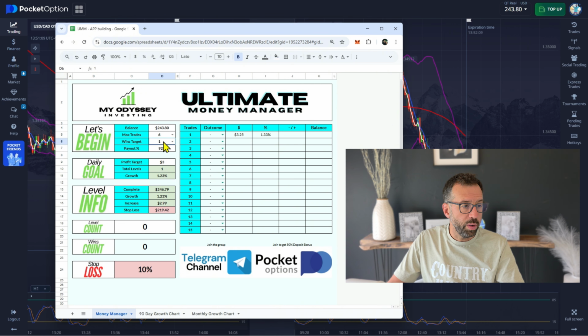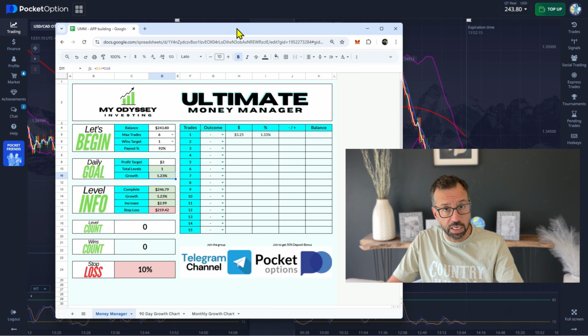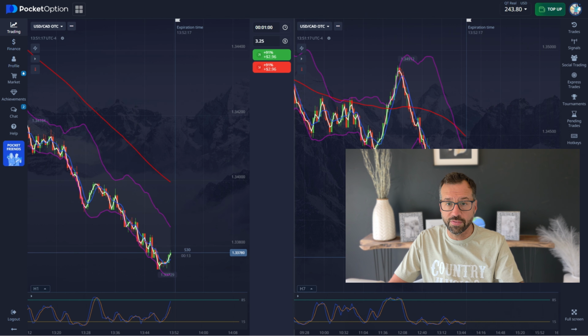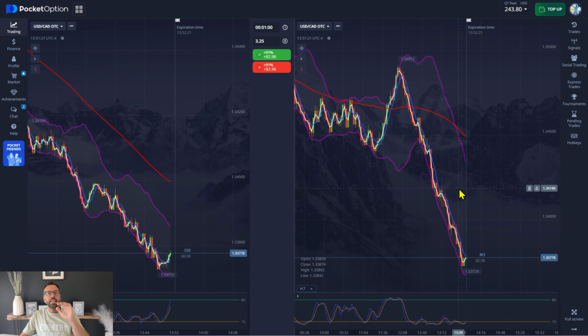So I'm going to win 1 of 6. It's going to be an easy 1.23%. Let's get to it. If there's losses, that's fine. This is going to show you how this works, but let's get to it. Let's find the right trade with the right chart. Take your time, be patient. You got to be patient.